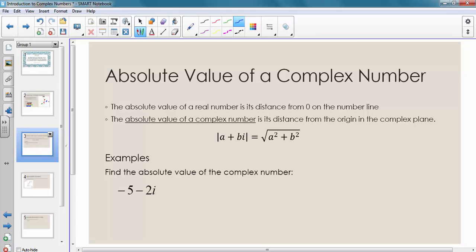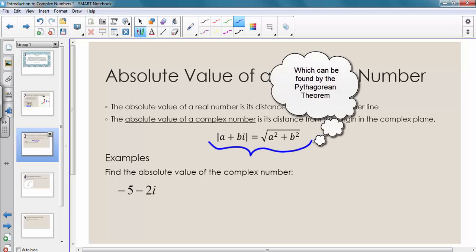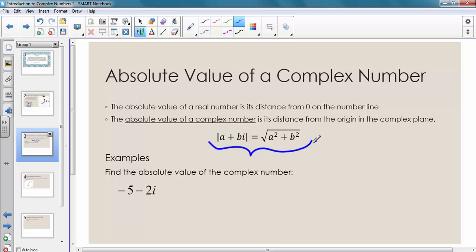All right, now we're going to look at the absolute value of a complex number. The absolute value of a real number is the distance from 0 on the number line. So the absolute value of a complex number is the distance from the origin in the complex plane. And that's found by this equation right here. The absolute value of a plus bi equals the square root of a squared plus b squared.